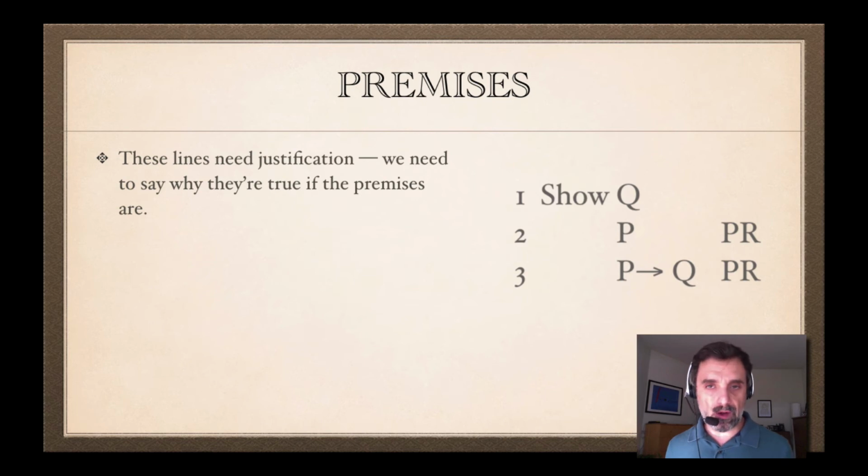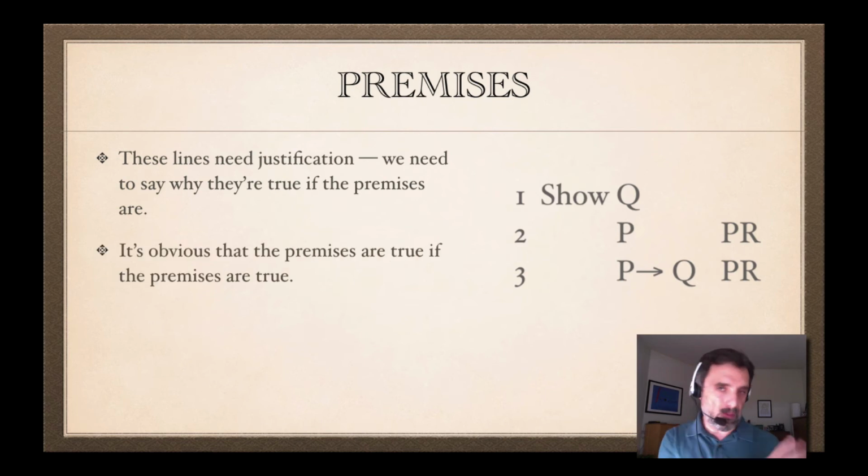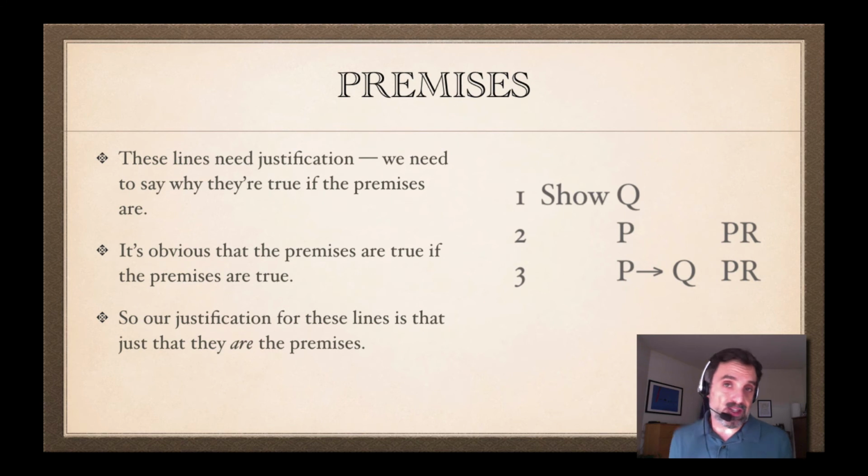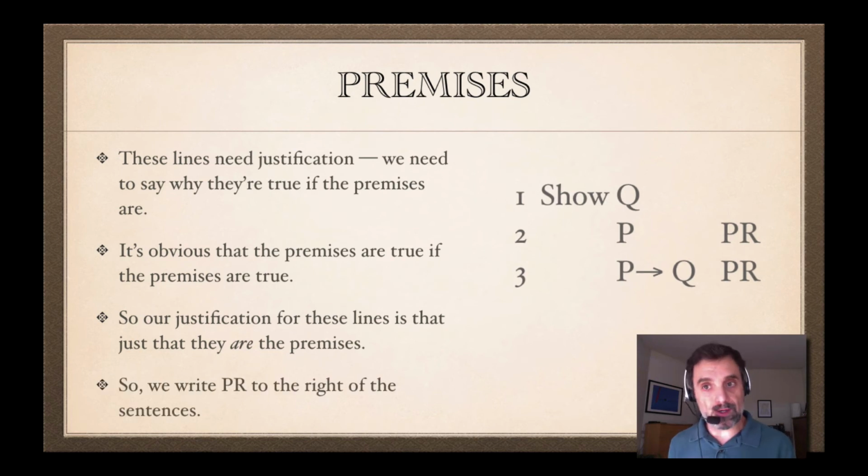Well, in this case, it's sort of obvious. If the premises are true, then the premises are true. So it's kind of trivial that 2 and 3 are true if the premises are true, because they just are the premises. The justification just is that they are the premises. No problem. But we need to say that. So we do. We say line 2, P, oh, that's a premise. Line 3, if P then Q, yeah, that's a premise too. Both of those are true if the premises are true because they just are the premises. And we write PR as our justification.